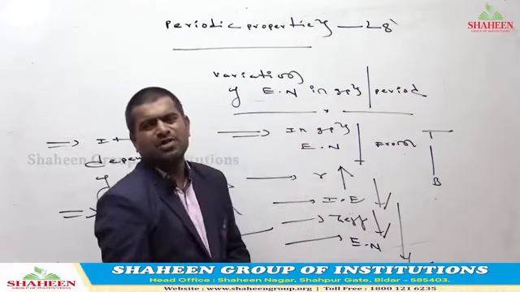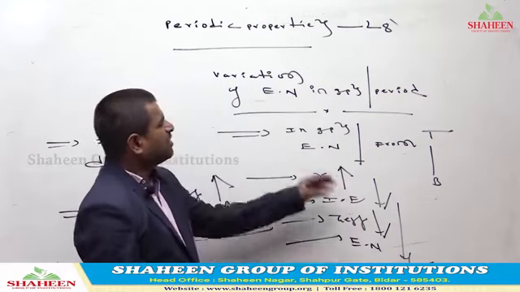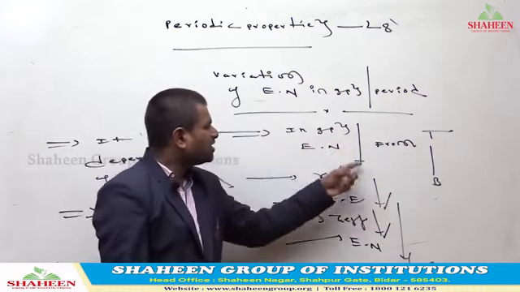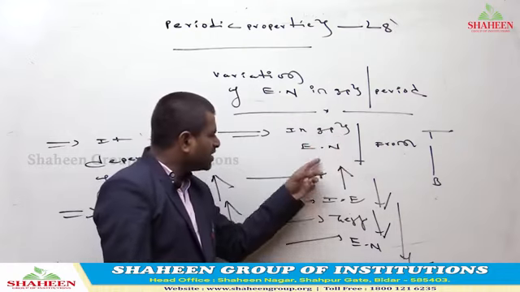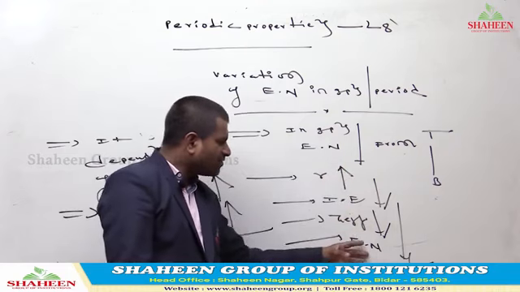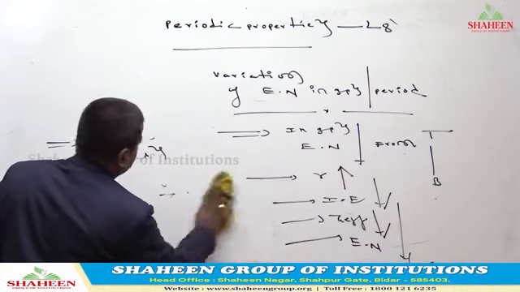General concept I am explaining, variation of electronegativity in group and period. First of all I am discussing in a group. In a group from top to bottom, electronegativity decreases. The reason: radius increases, ionization energy decreases, Z effective value decreases, therefore electronegativity decreases from top to bottom in a group.